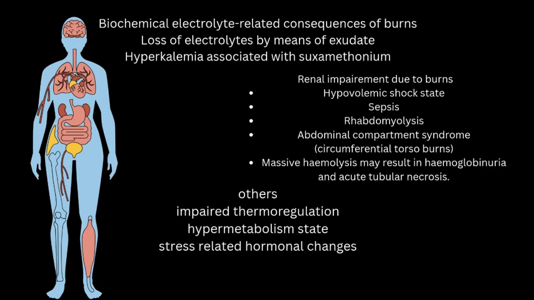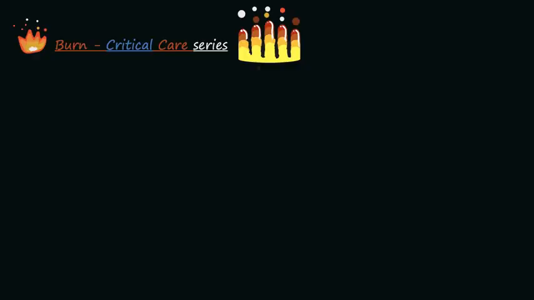Then the patient can also have impaired thermoregulation because of loss of skin. Skin is essential in regulating the body's temperature. There is also a hypermetabolic state and stress-related hormonal changes, so there'll be changes in cortisol, T4, growth hormones. These are all altered during burn injury and after the burn. Next, let's move on to the actual management.